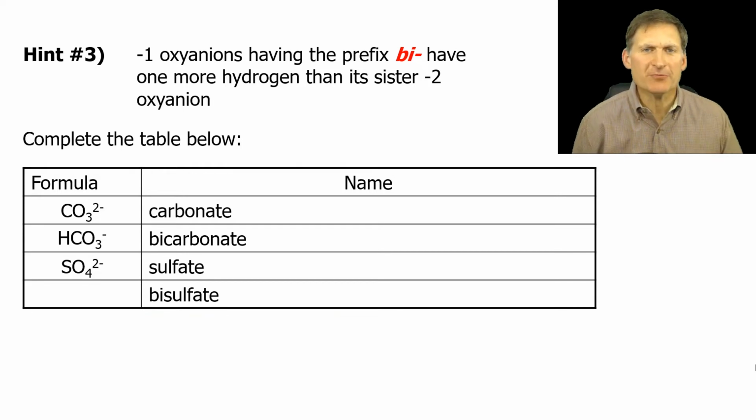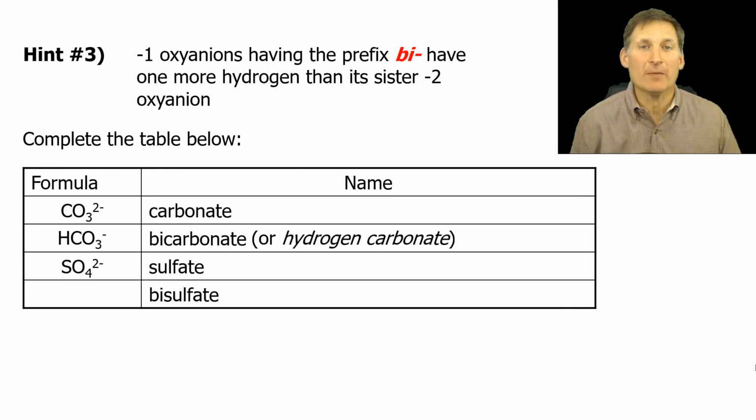Now, this hint number 3 might be confusing because we generally think of the prefix bi relating to the number 2, not having something to do with hydrogen. In fact, the origin of the prefix did relate to the number 2. But for our purposes, it will be more useful just to remember the prefix bi means adding a hydrogen to a polyatomic anion that was -2 and is now -1. Bicarbonate, by the way, is also called hydrogen carbonate.